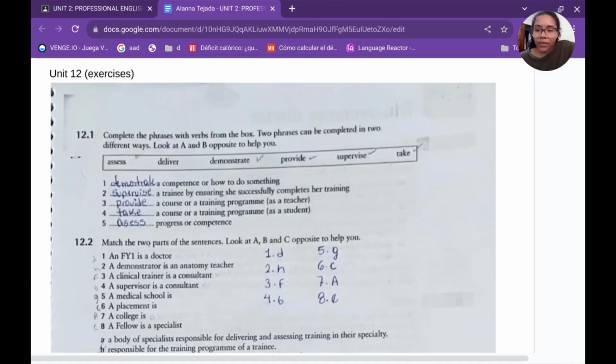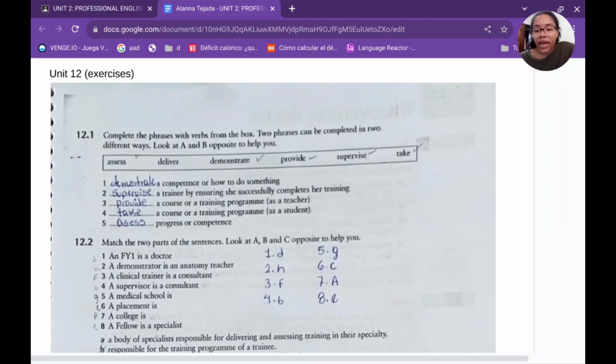Unit 12. Complete the phrases with verbs from the box. 2 phrases can be completed in 2 different ways. Look at A and B opposite to help you. 1. Demonstrate a competence or how to do something. 2. Supervise a trainee by ensuring she successfully completes her training.